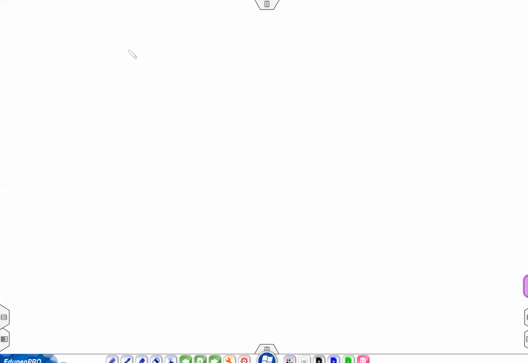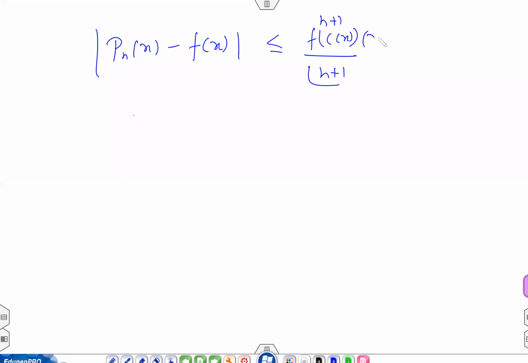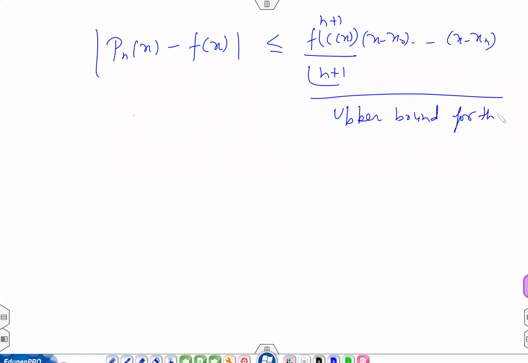We also discussed the error between the constructed polynomial and the actual function, which is less than or equal to f^(n+1)(c) upon factorial (n plus 1) times (x minus x0) up to (x minus xn). This is called the upper bound of the error that we discussed in the previous class. Okay. Also, I did one question based on the error, how to compute the error bound for a given function.